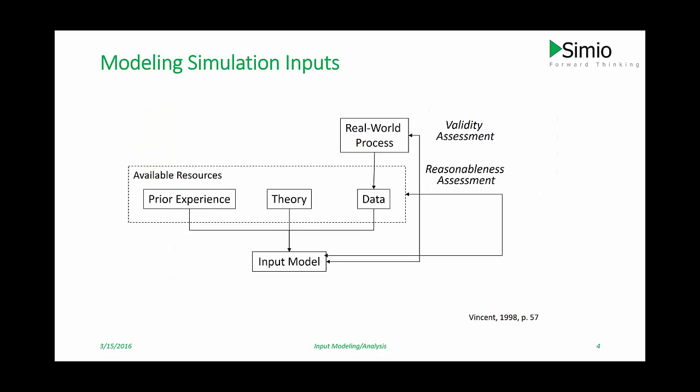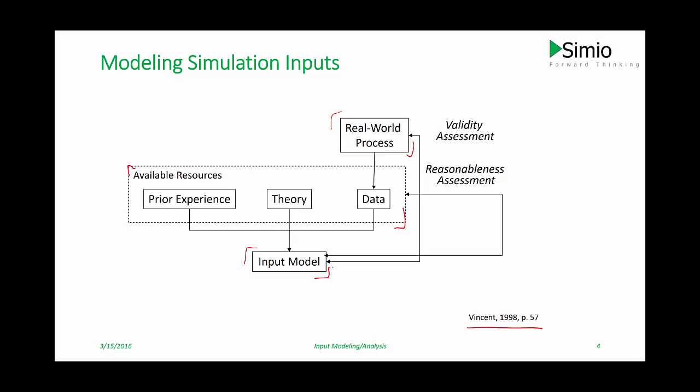Vincent describes the input modeling process. This is from the Handbook on Simulation chapter by Vincent, as shown in this figure. We basically have some available resources that we use to create our models. We have some prior experience, we have some theory, and we potentially have some data. And this is all based on some real-world process. Remember that we have a system here that's shown under real-world process, and our objective is to create the input model for our simulation.